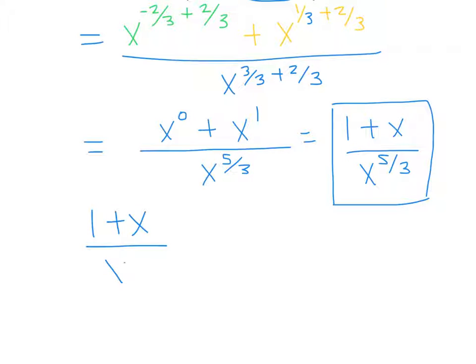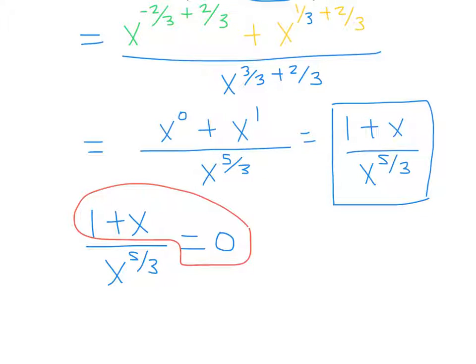and solve for x. So whenever we have a fraction that is set equal to 0, we have to remember the only way to make that 0 is if the numerator is equal to 0. As long as the denominator does not equal 0, then it's just the numerator that will make that whole fraction equal to 0. So we just simply have 1 plus x equals 0. So x is equal to -1.